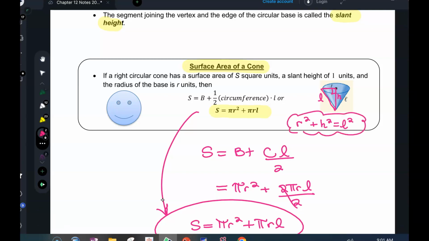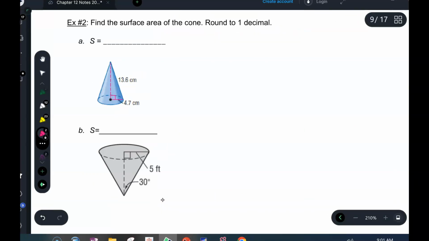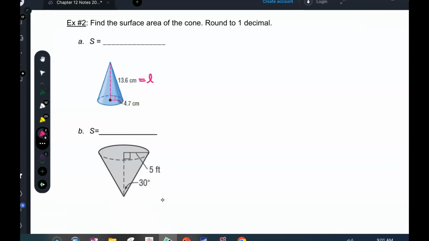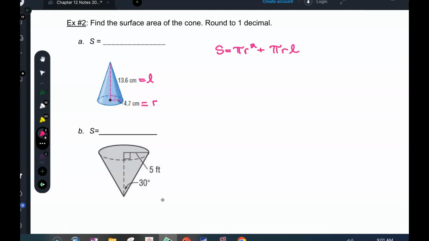Just a quick reminder, if we're given the height, we can still work backwards to find the radius or slant height. Okay, now what did I give you for example? This is L, and this 4.7 is our radius. So 4.7 squared plus h squared equals 13.6 squared. Right, so there's my formula.